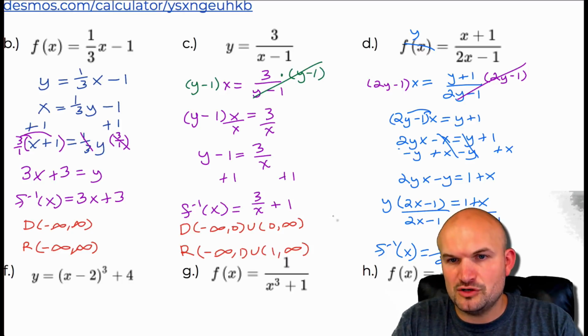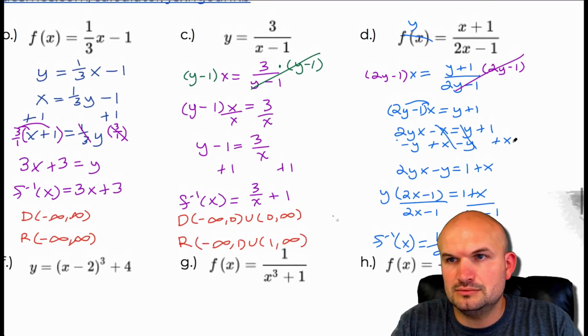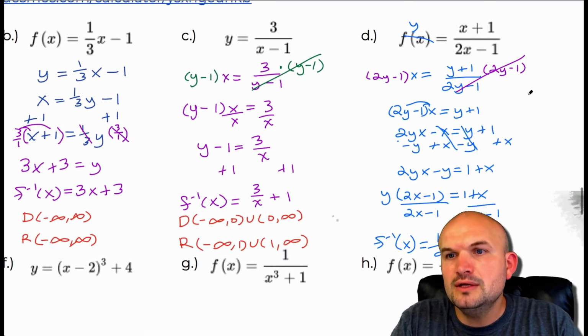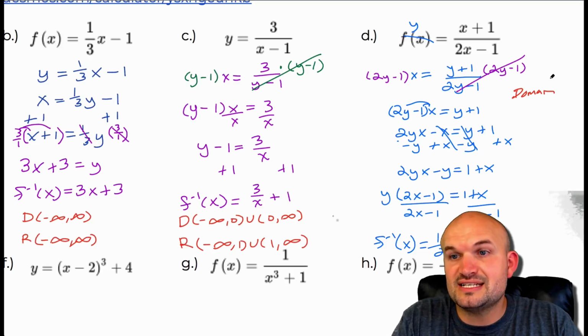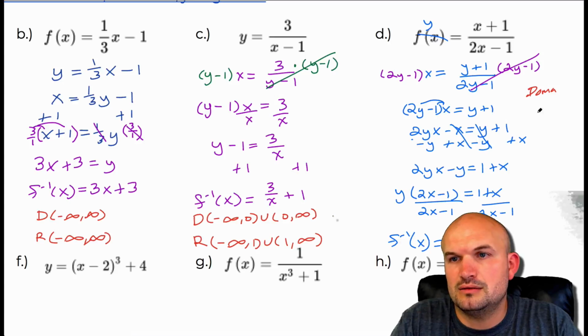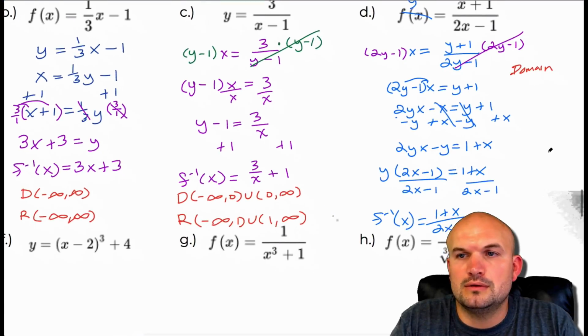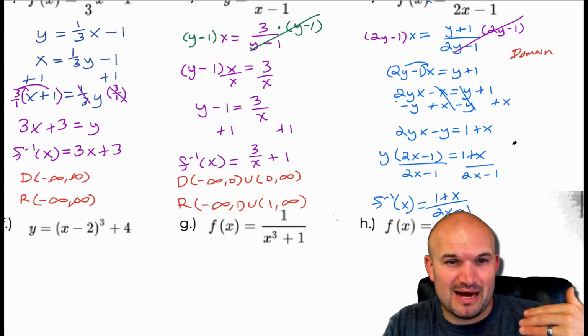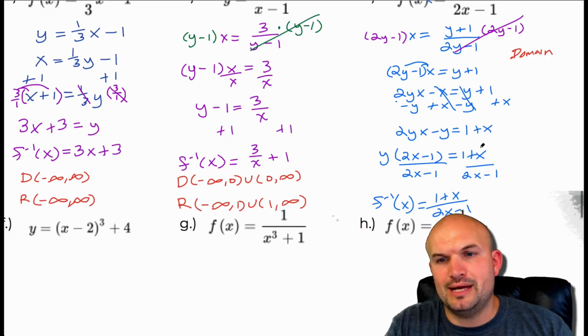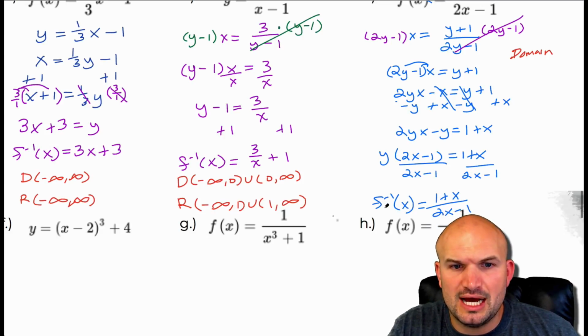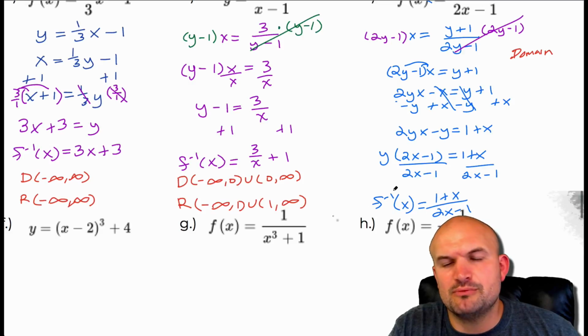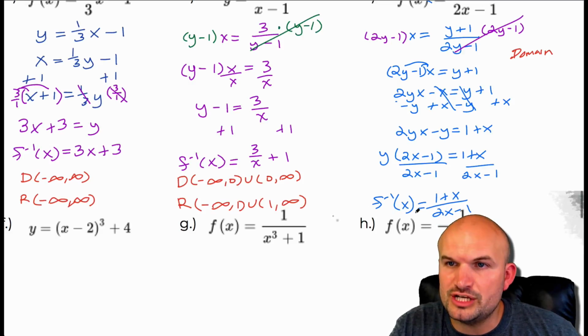So the domain of this function, I guess I can do it over here. So the domain is going to be the set of all x values. And again, I'm finding the domain and range of my inverse function, just a little FYI. So the domain of my inverse function has a denominator of 2x minus 1.